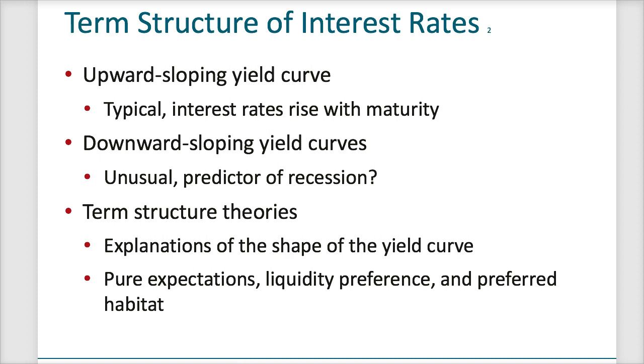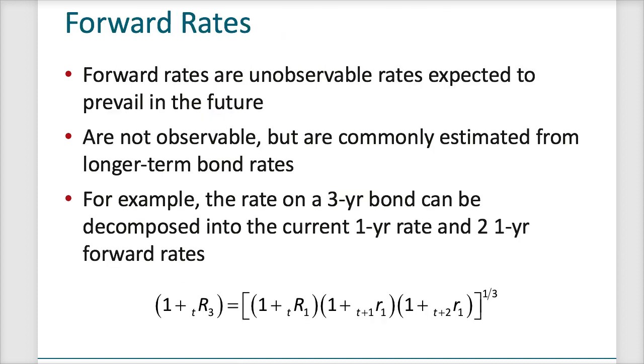There are different reasons. None of these reasons have been 100% proven to be true. They're just theories of why we have these different term structures of interest rates over time. So we have something called forward rates, which are what we would say unobservable rates expected to prevail in the future.